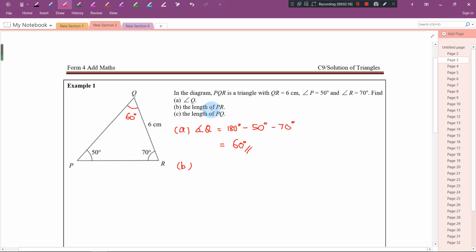Okay, now let's go to B. Now we want to find the length of PR, which is over here. So now I can use sine rules to help me get the side length. So still remember, now we are looking for side length, I will put the side length on the top. So PR over sine 60 degrees is equal to 6 over sine 50 degrees.